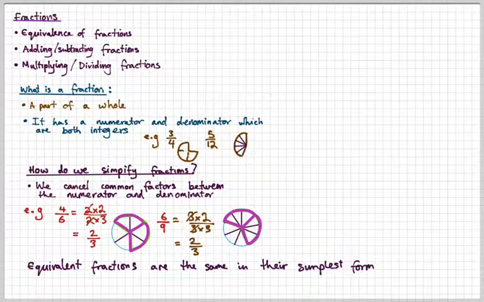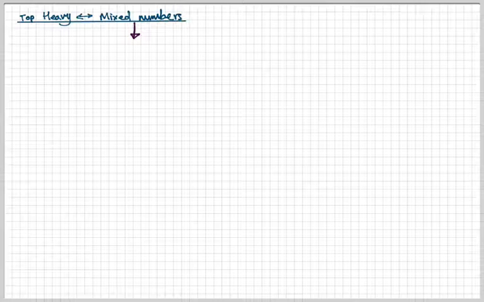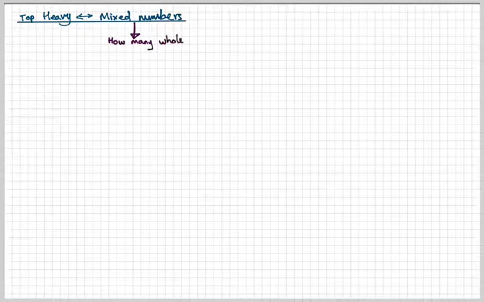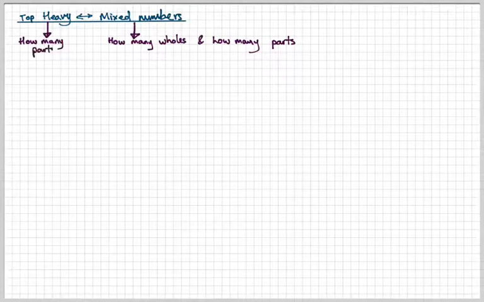Okay, let's move on to top-heavy fractions to mixed numbers. So you probably know how to do this. I'm just going to go through it just in case you've forgotten or you need a recap. So mixed numbers is how many wholes and how many parts. Top-heavy is how many parts in total. Okay? So an example might be, if we're looking at, say, quarters, it might be how many wholes and how many quarters, and the top-heavy would be how many quarters in total.